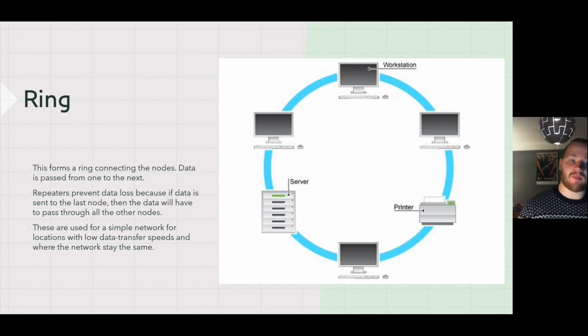The ring topology forms a ring connecting all the nodes. Data is directed around the ring, passed from one node to the next to its destination. With many nodes, repeaters are installed to prevent data loss, because if the data is sent to the last node, then it will have to pass through all the other nodes before it reaches there.